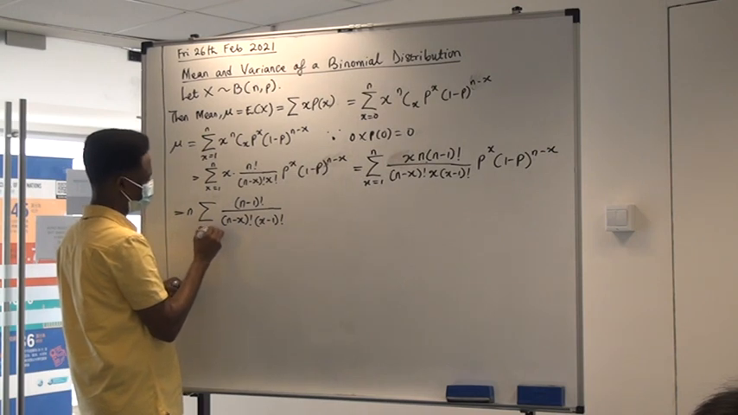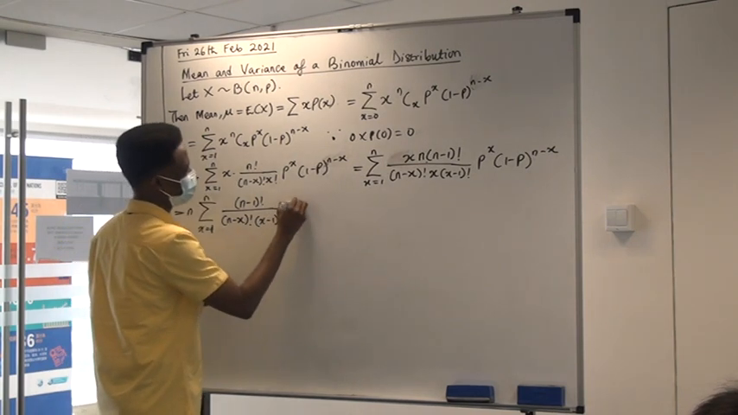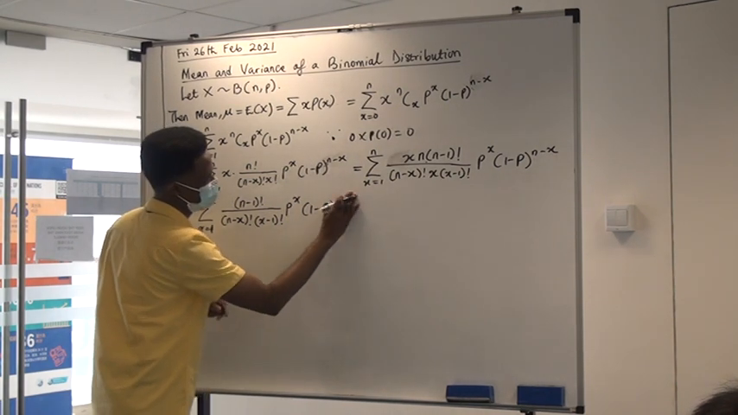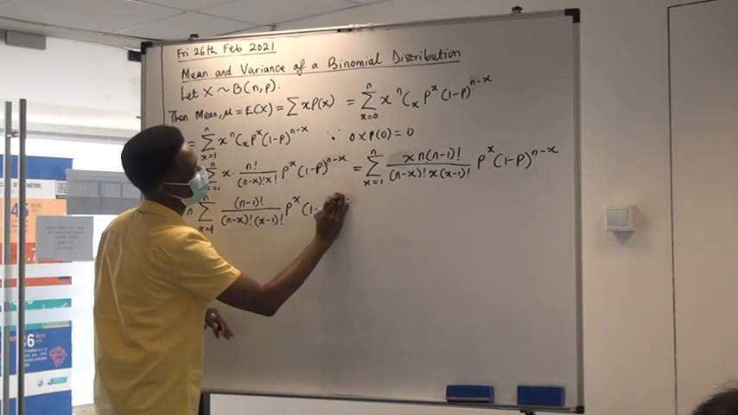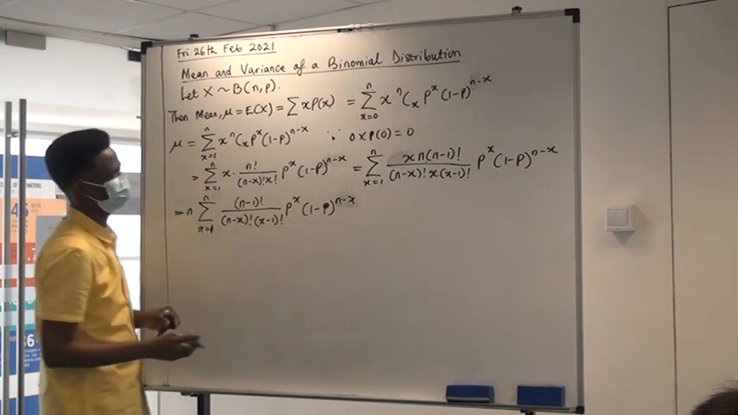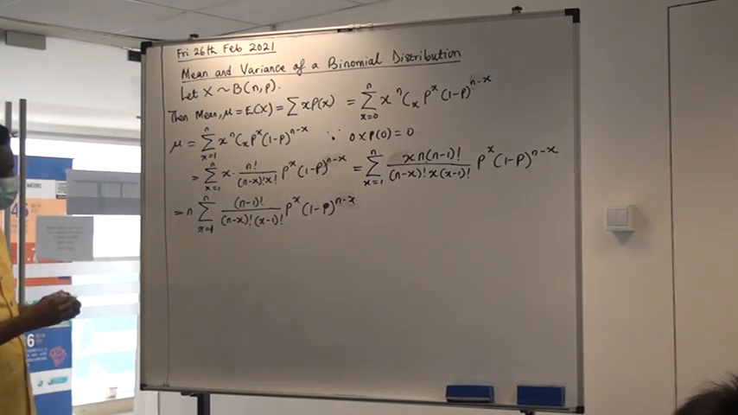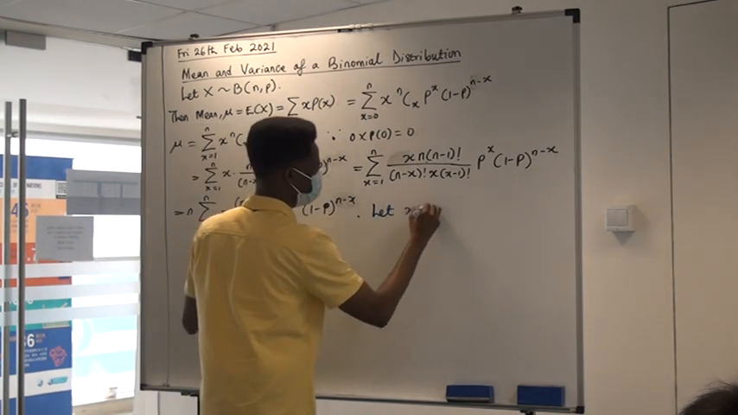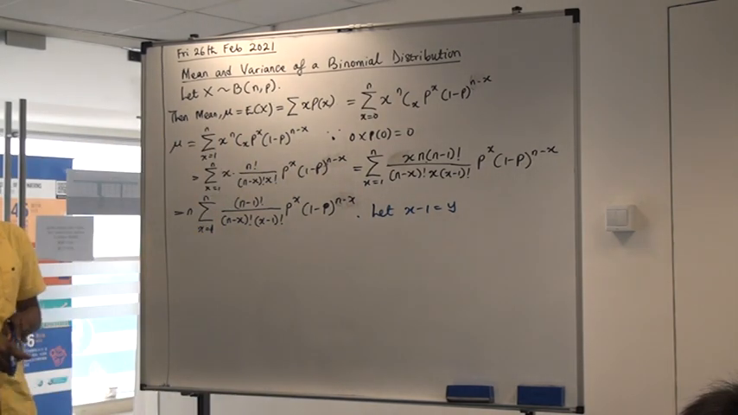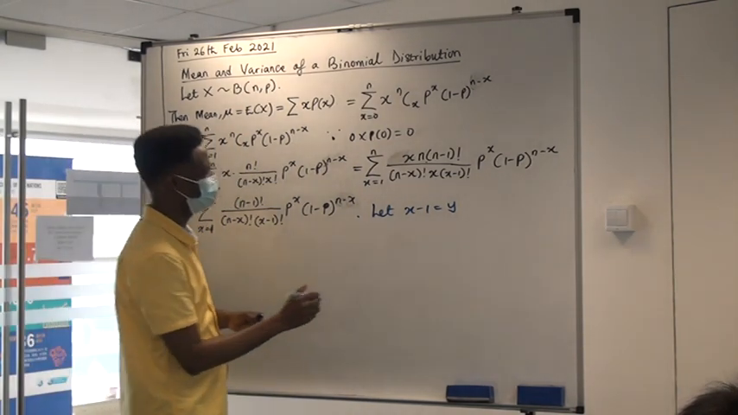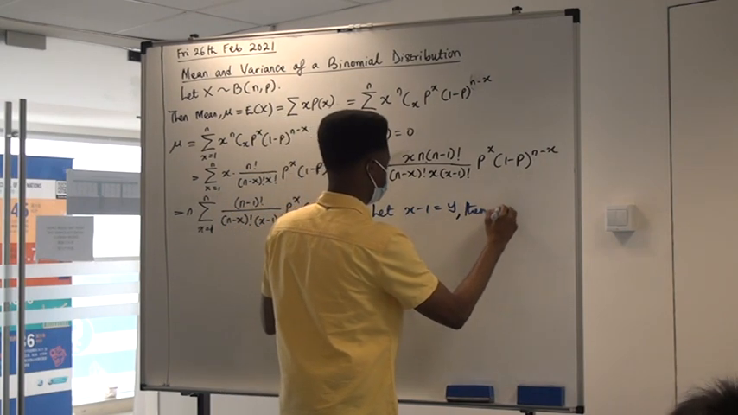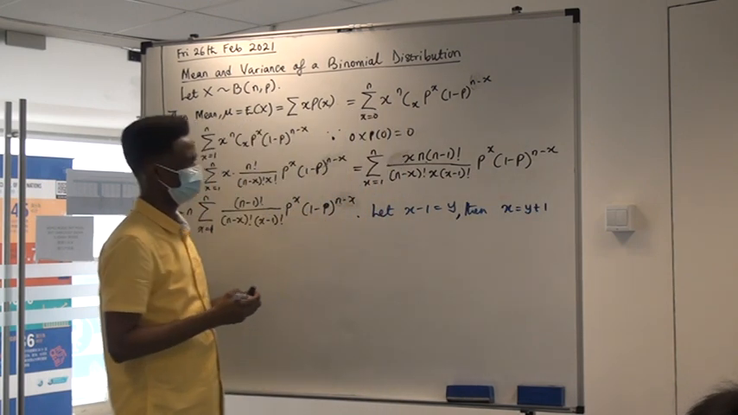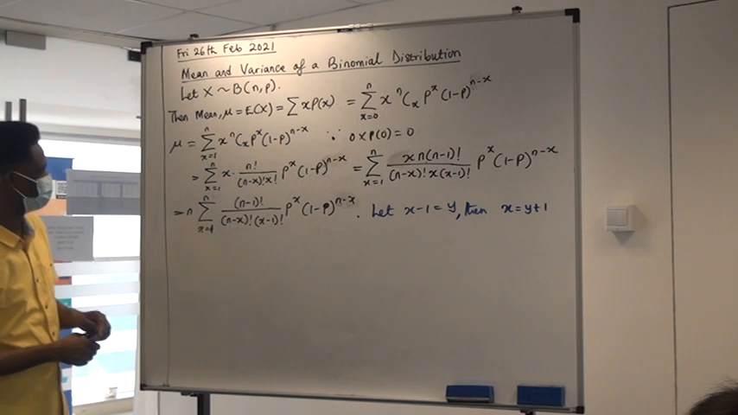I'm going to do some variable transformation now. p to power x is kind of difficult when I write 1 minus p, I'm used to q. So, watch what I'm going to do here. Let x minus 1 be a new variable y. If x minus 1 is a new variable y, then x itself is y plus 1. Do you agree? The reason for that is this.